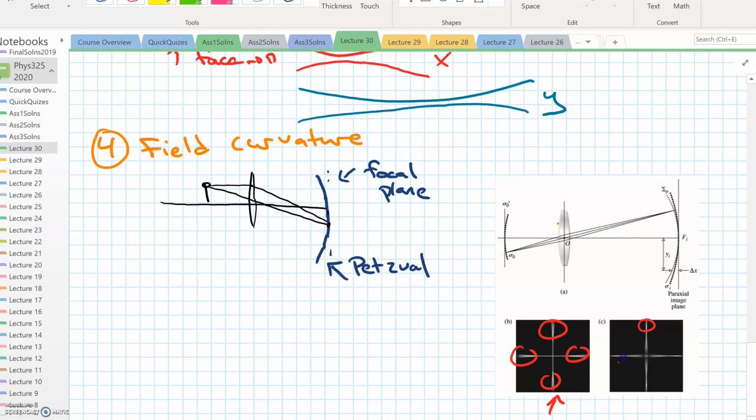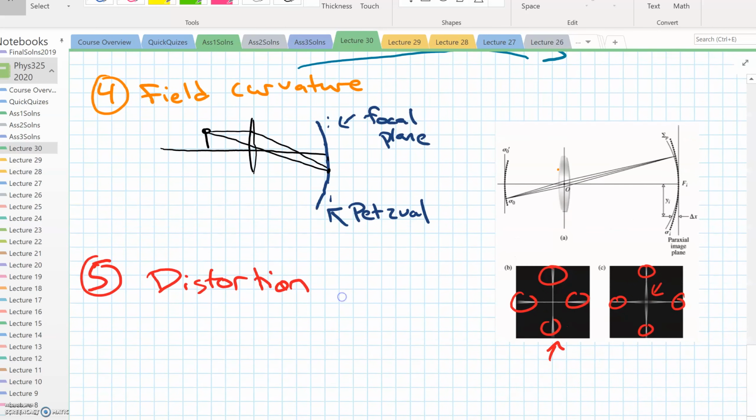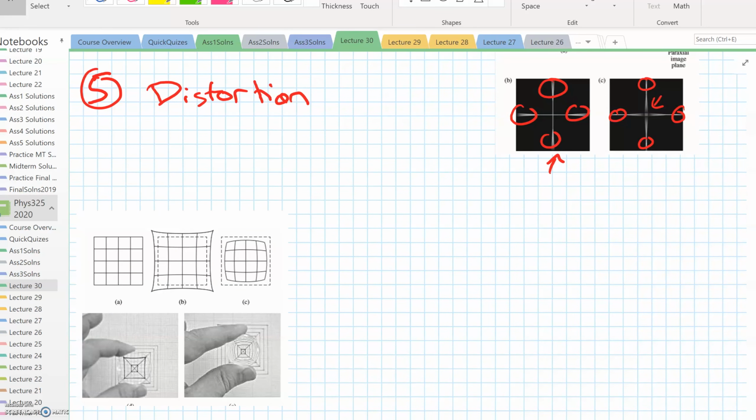is known as distortion. So distortion is due to an increasing or decreasing magnification with distance from the axis in the image plane. Very similar to coma, except now we're looking at different magnification in the image plane. So take for example imaging a square grid, such as this.